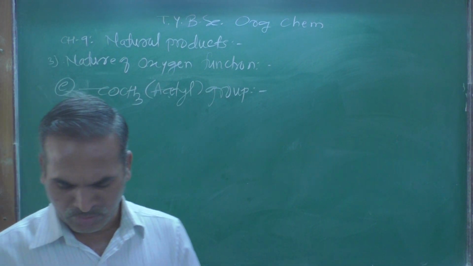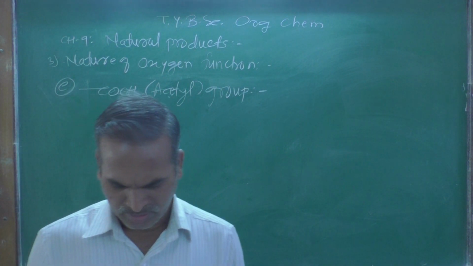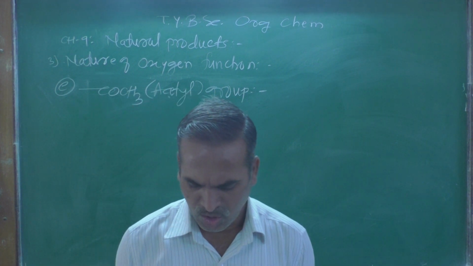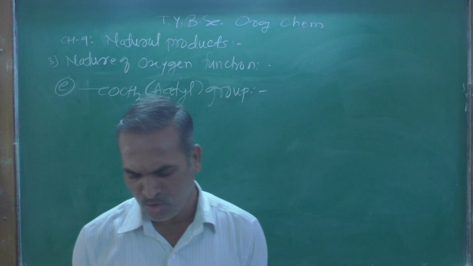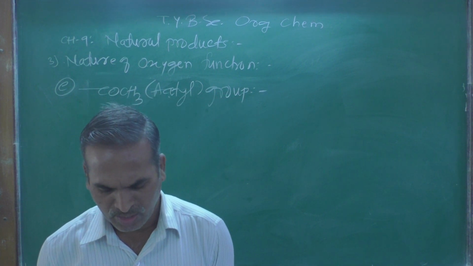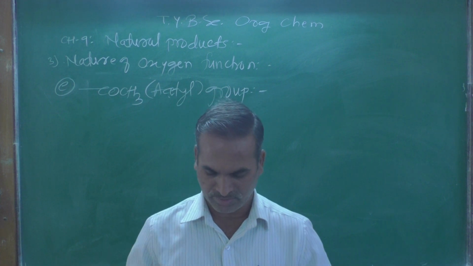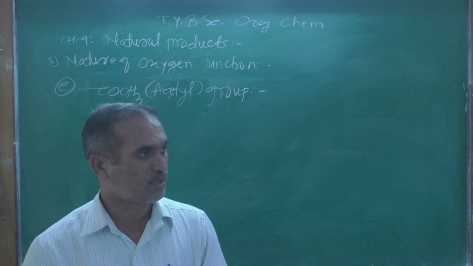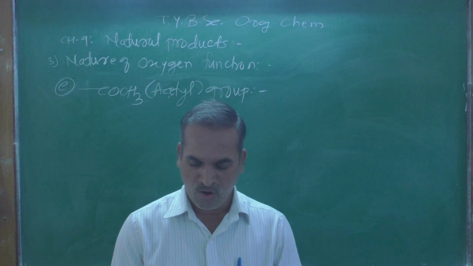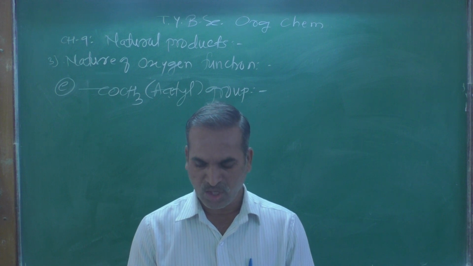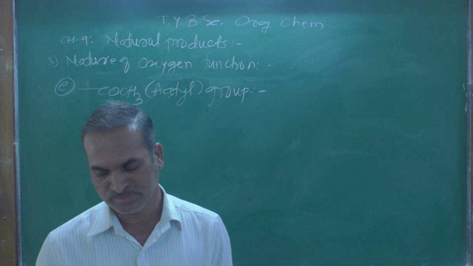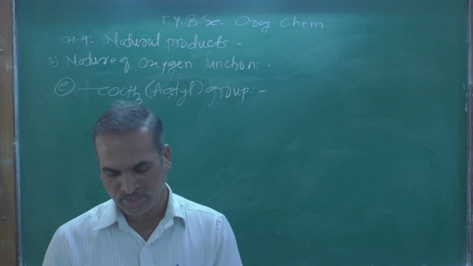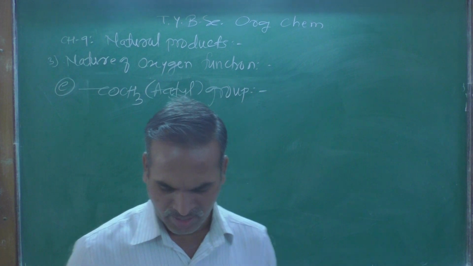Okay. Now, the acetyl group forms a haloform reaction, or on strong oxidation with CrO3, chromium oxide, gives acetic acid. When this acetyl group is present over there, it can form a haloform reaction.